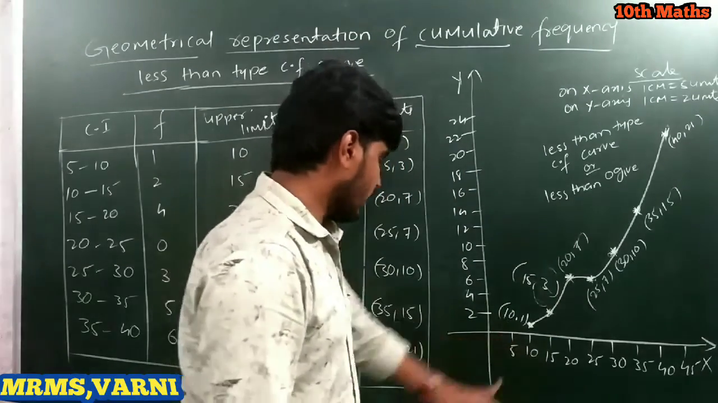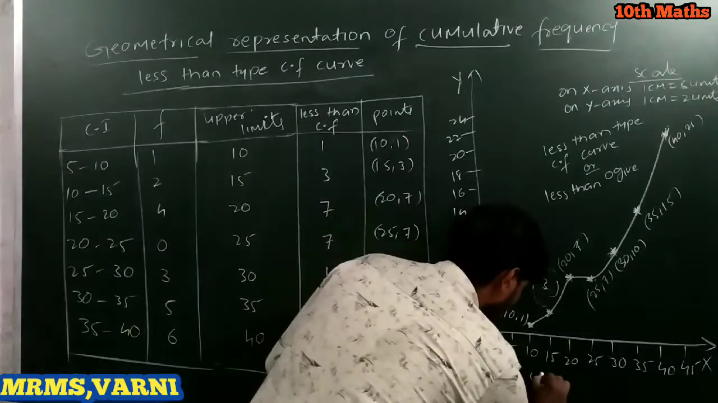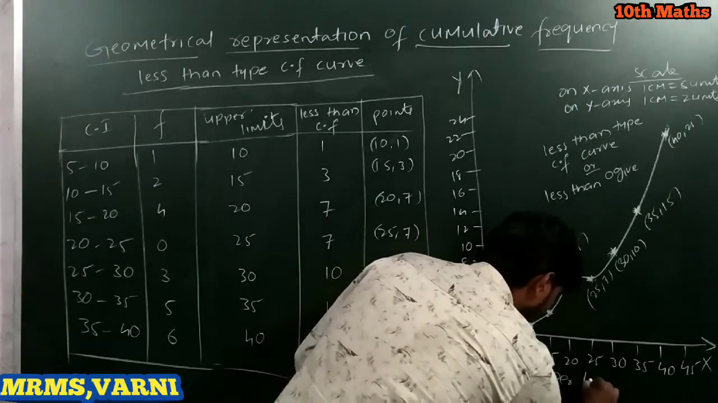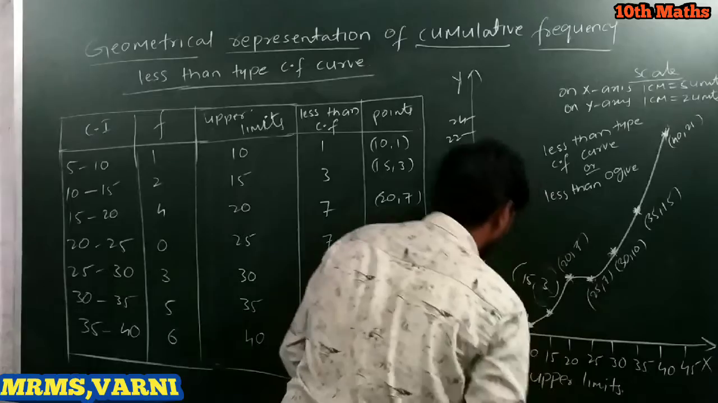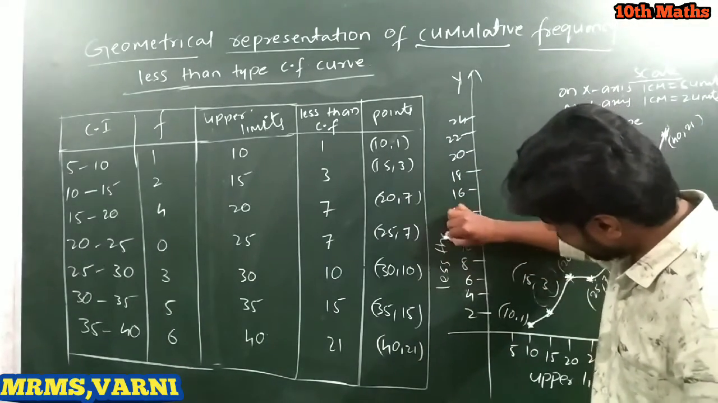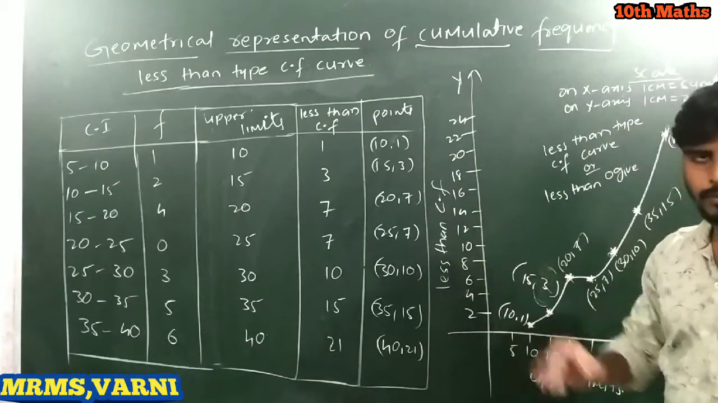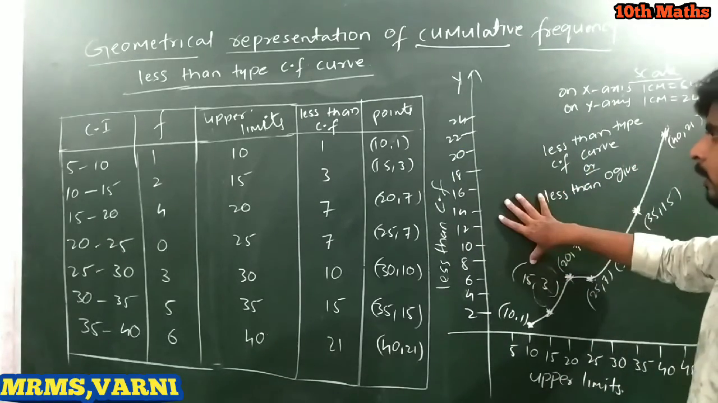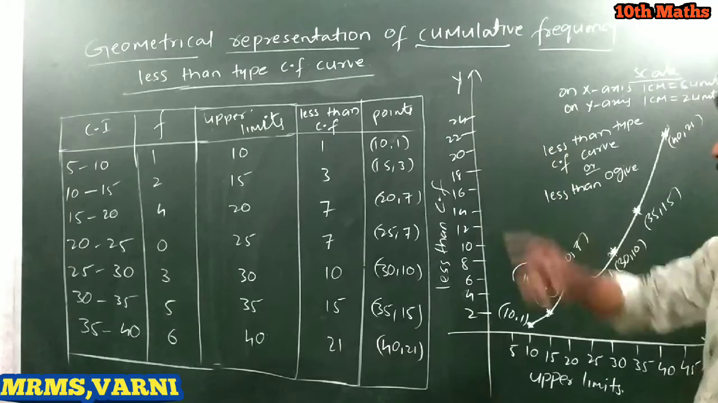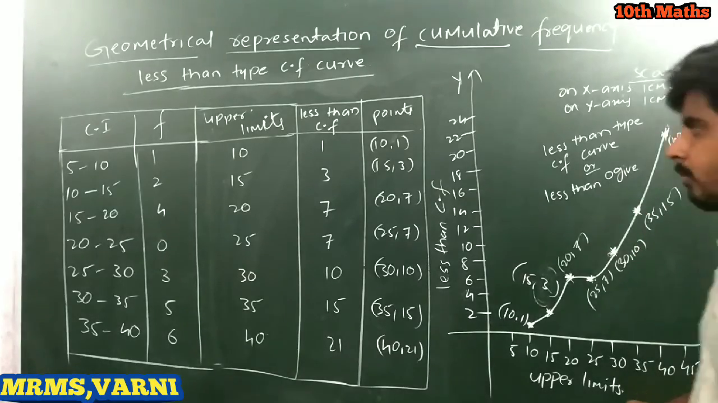So on the x-axis we take here upper limits, and right down here less than cumulative frequency, less than CF. Okay, this is the graph of the less than type cumulative frequency, nothing but less than cumulative frequency curve, or we can call it as less than ogive curve. Okay, right.